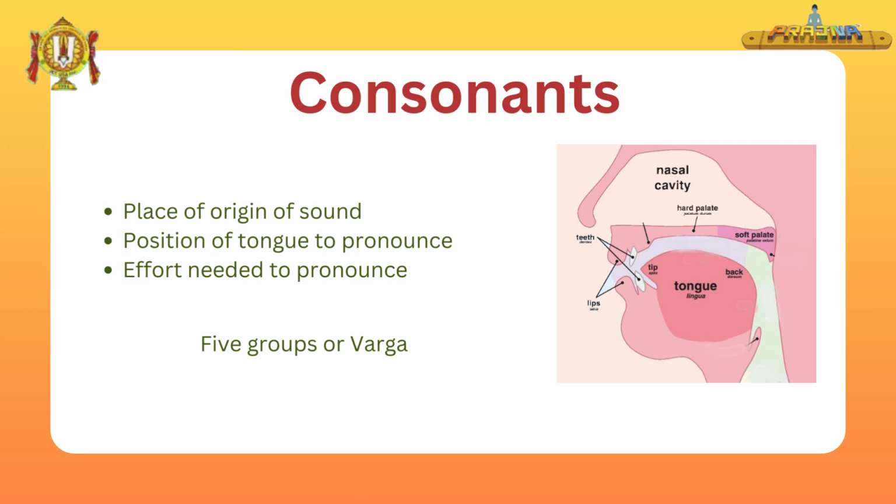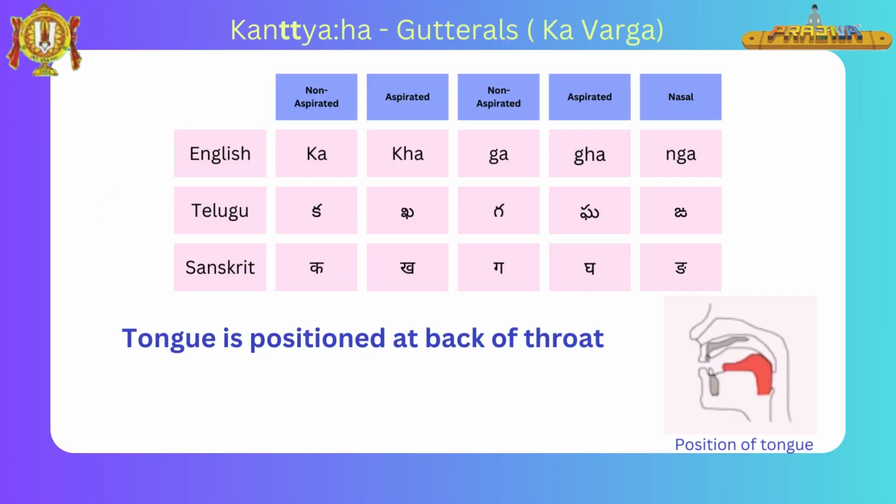Now let's first begin with the first varga, Ka varga. This group of consonants is pronounced from the throat. The tongue is positioned at the back of the throat. Since these letters are pronounced using the throat, these are also called kanthyaha. I will pronounce each letter and you can repeat after me. K, K, G, G, Ng.